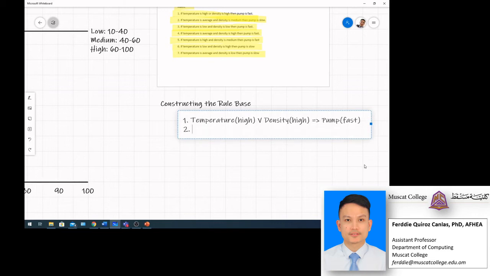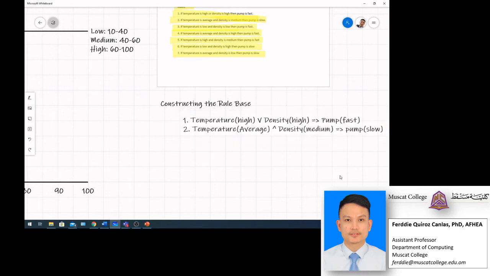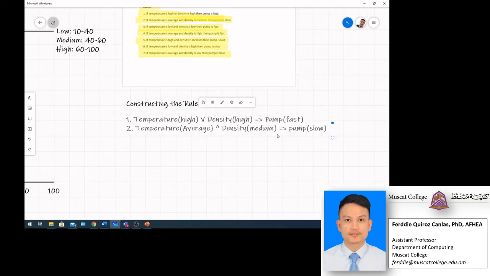Second one is temperature average, and we'll be using and here, so we'll be using a different symbol. Okay, so we'll be using density. What's the density here? Is medium. And then pump is, according to this, pump should be slow. Next.